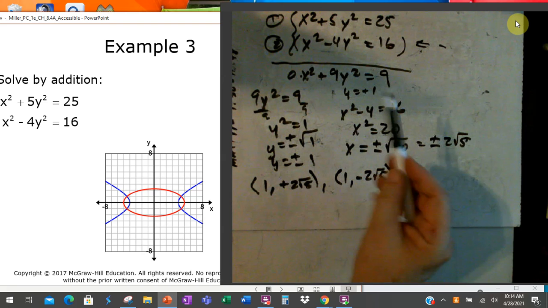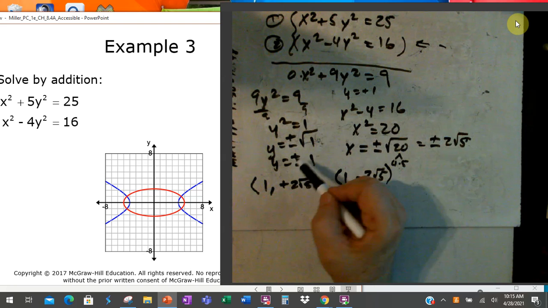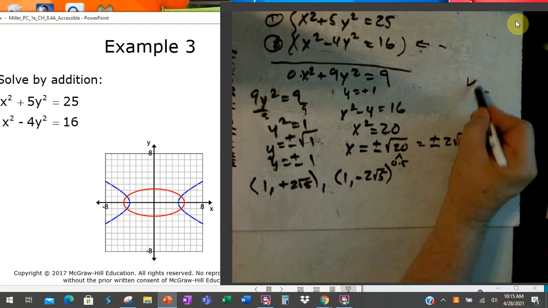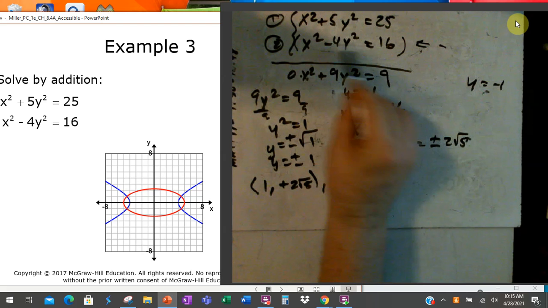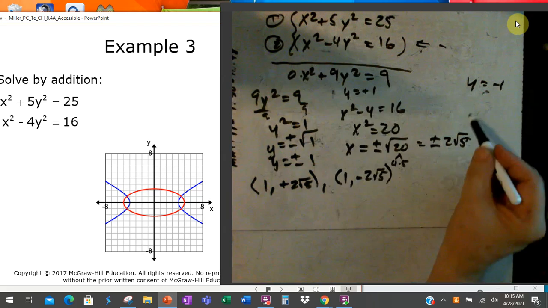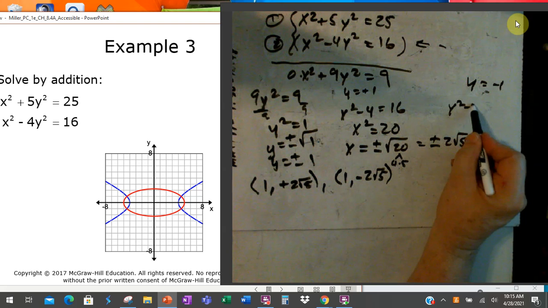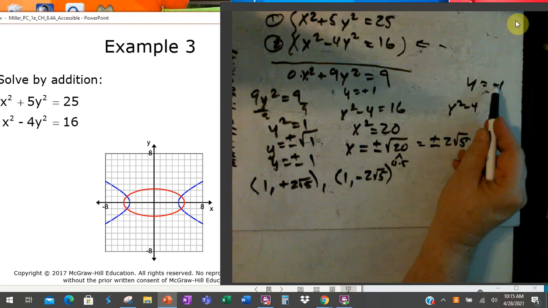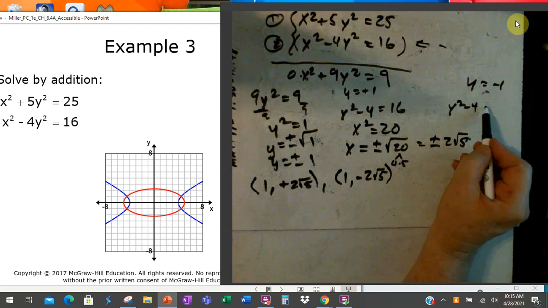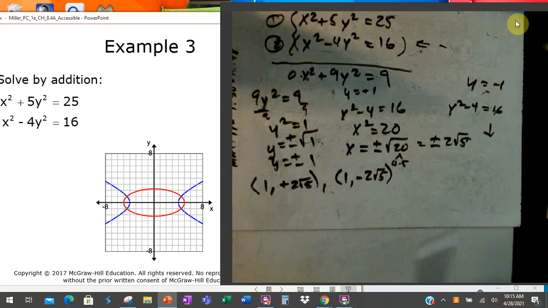Now I get to do this for negative 1. Okay, I'm sorry, for y is equal to negative 1. And this turns out just to be the same for this case. I still get y squared minus 4 times y squared. The negative 1 squared is still the 1. So that gives me this, okay?